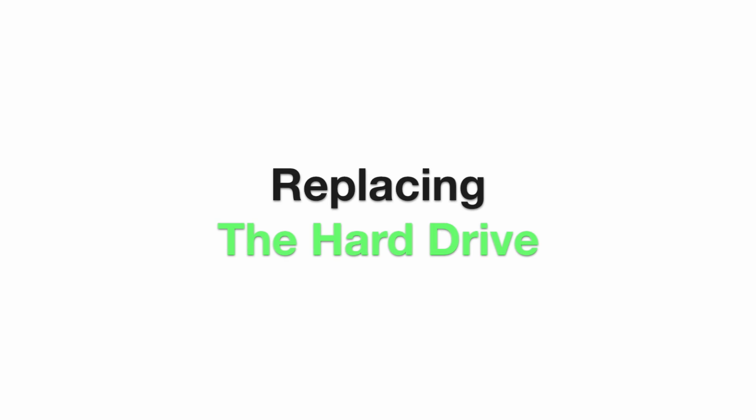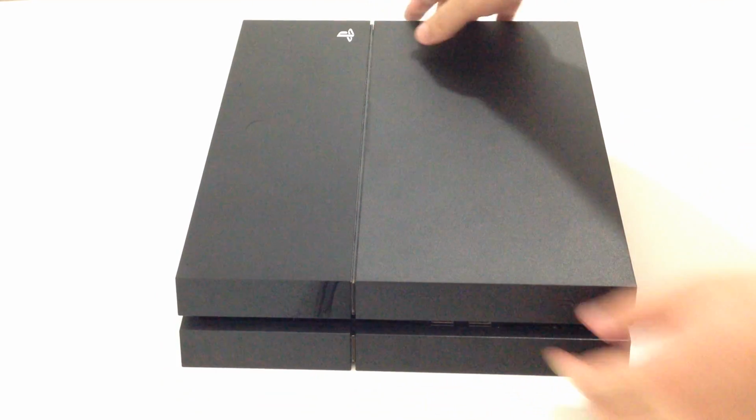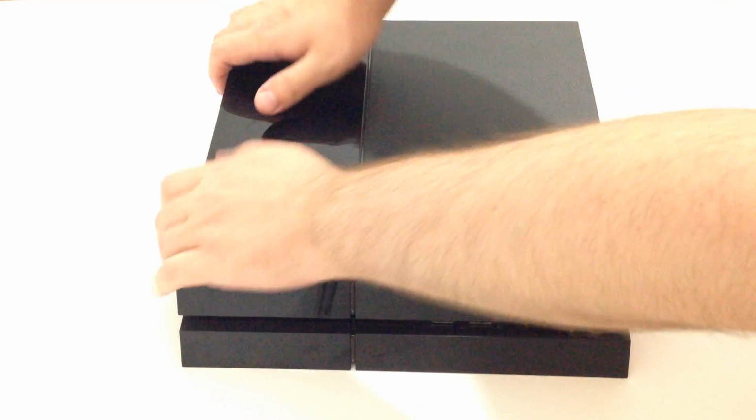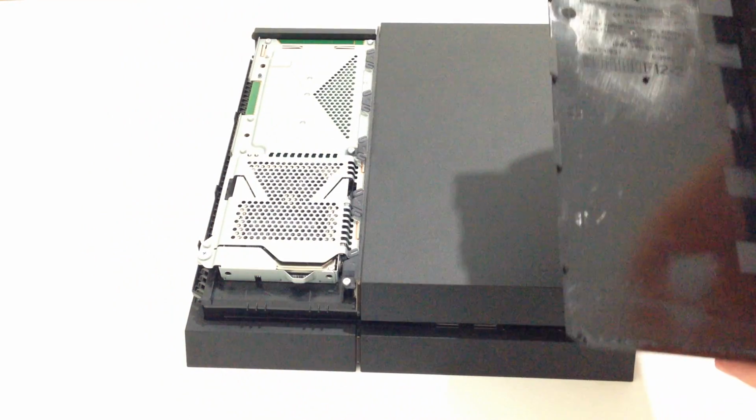After all the preparation is finished, it's time to replace the actual hard drive. To remove the glossy cover, place both hands on it, and while gently pushing down, pull forward, and the cover snaps right off. This will reveal the hard drive.